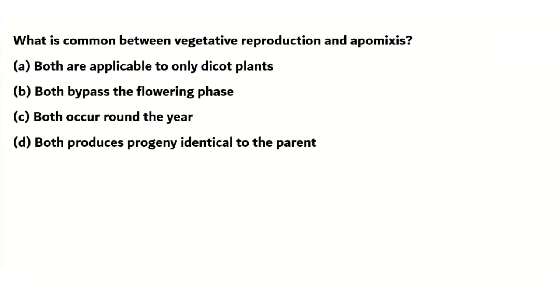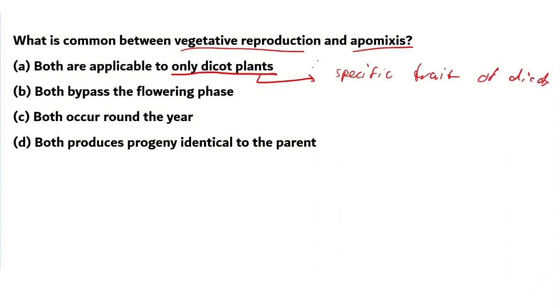Next question. What is common between vegetative reproduction and apomixis? There are four options here. Both are applicable to only dicot plants. Both bypass the flowering phase. Both occur around the year. Both produce progeny identical to the parent. We need to find out which of these options is correct. Option A says both are applicable to only dicot plants. The phrase "only dicot plants" is incorrect. They can also occur in monocots, so it's not a specific trait of dicots. So option A is incorrect.